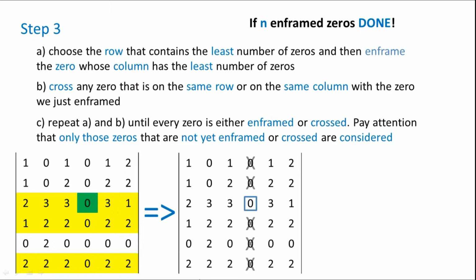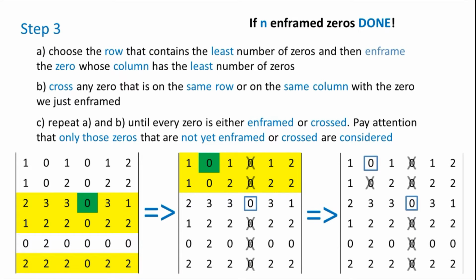Also, we cross all the other zeros that are either on the same row or column. Not all the zeros are covered, so we repeat the same steps. The first two rows both contain a single zero. Remember, the zeros already covered are not considered, so we inframe the first zero and cross other zeros accordingly. We do it again for the fifth row. Inframe and cross. We don't have the required number of inframe zeros, so we proceed with step 4.